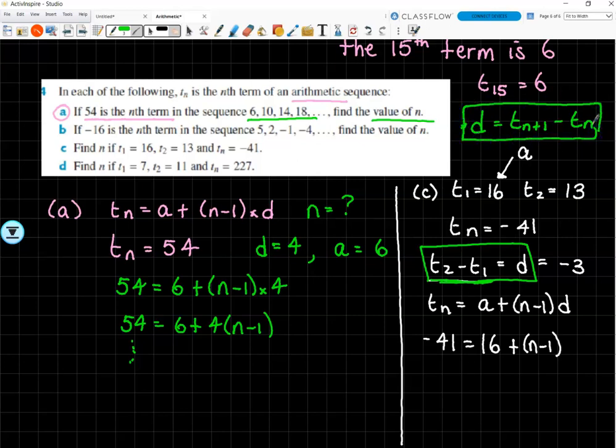Do you understand what that means? It has to be second take the first, third take the second, not the other way around. Otherwise your sign will be different. Correct?